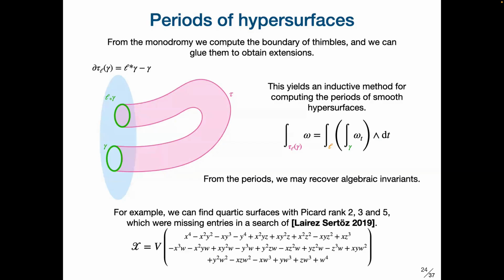From these periods, you can recover some algebraic invariants. For example, if you look at quadratic equations in projective 3 space, these define K3 surfaces. And K3 surfaces have some invariants attached to them, which is the Picard rank, and it turns out that you can recover this Picard rank from the period computations. For example, this equation here is the equation for a K3 surface, which, at least from the period computation, seems to have Picard rank 2, if I remember correctly, or 3 or 5. I'm not sure which one.